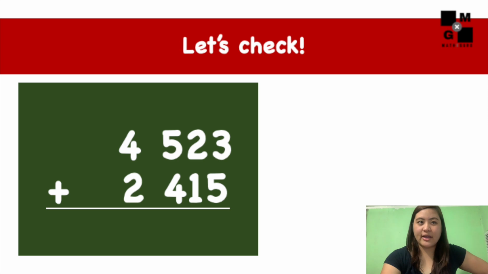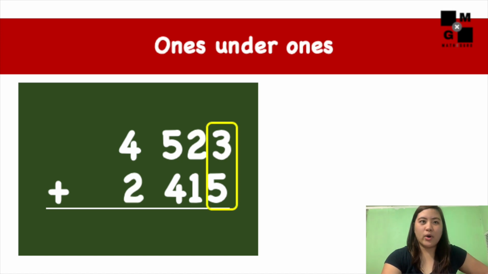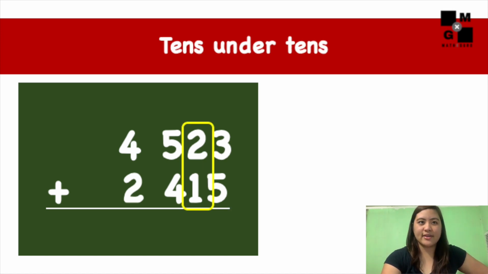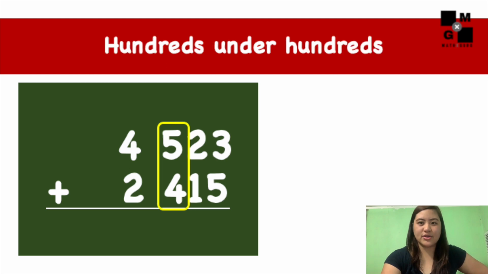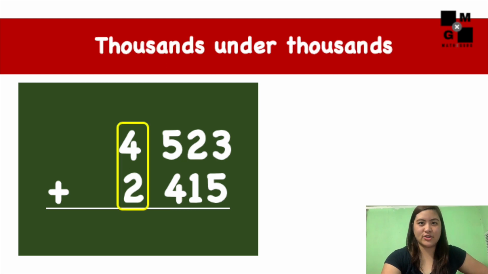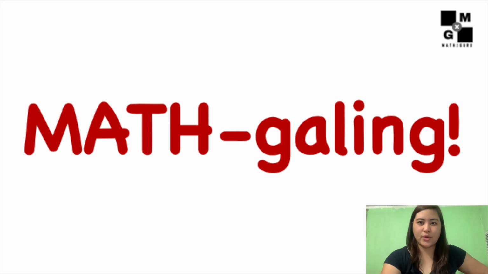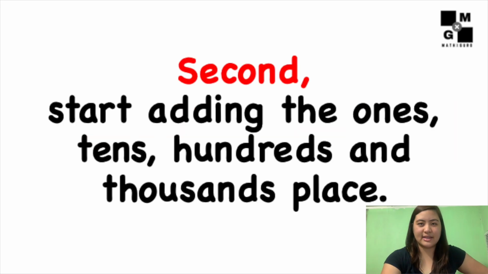So let's check. First, we need to align the numbers by writing it down vertically. So 4,523 plus 2,415. So let's check. Ones under ones, tens under tens, hundreds under hundreds, then thousands under thousands. Magaling, we were able to do the first step. So now we will continue with the second step.